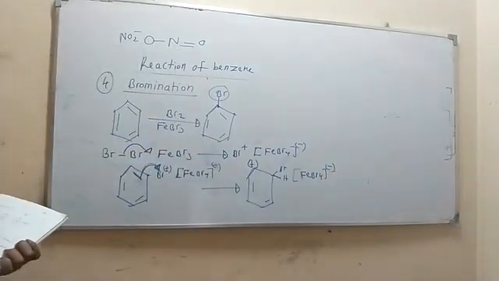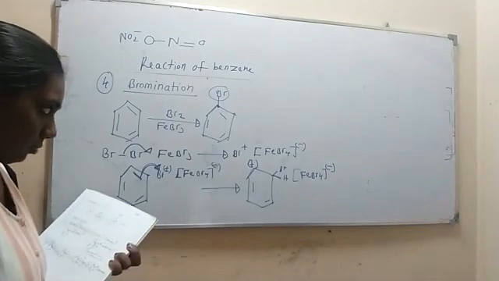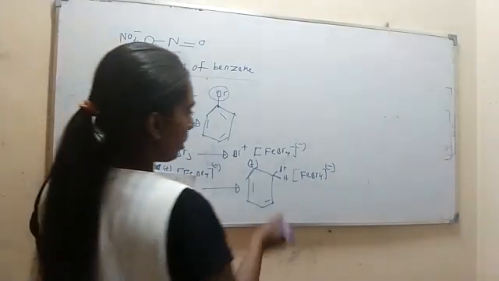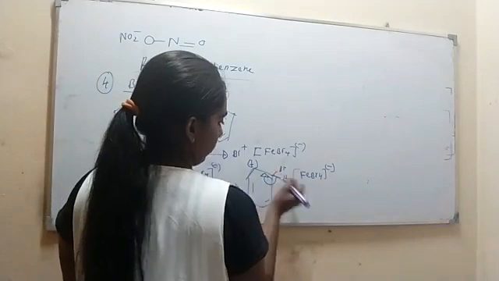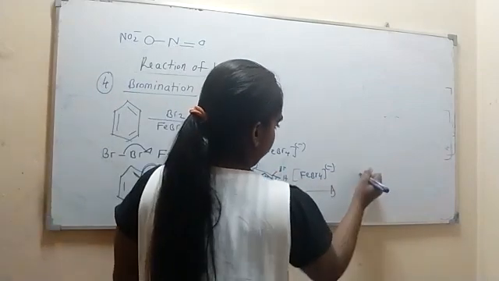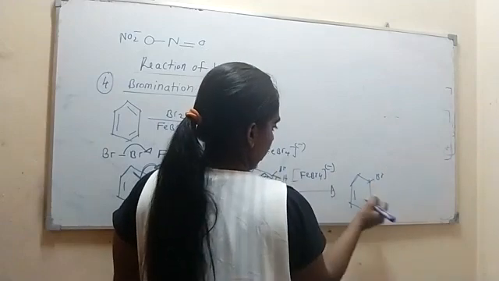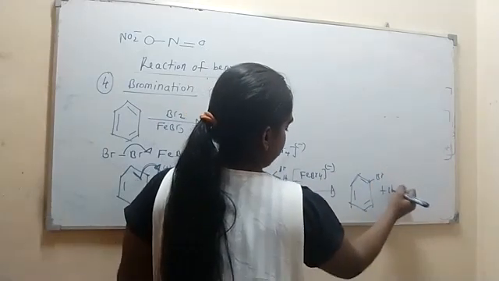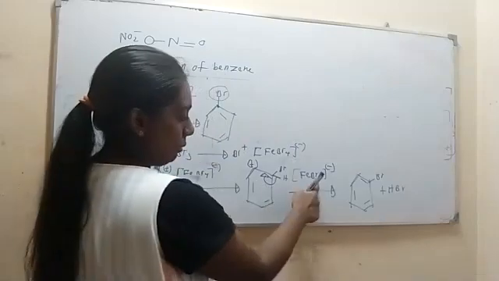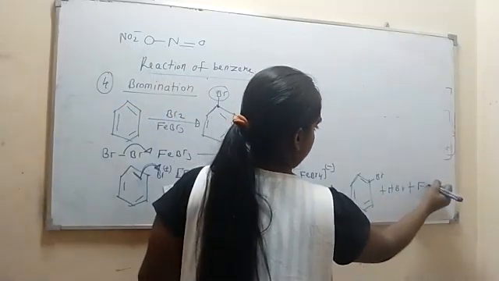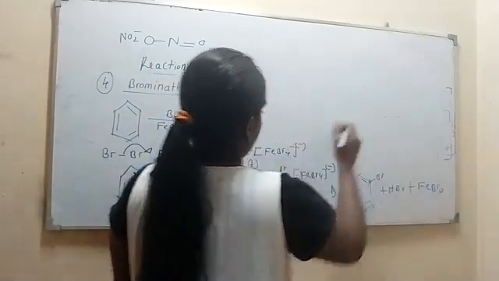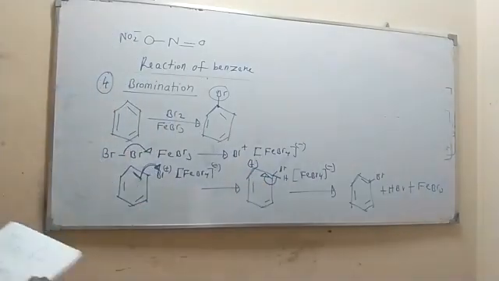Okay. So that we call as intermediate carbocation. Then what happens means this hydrogen will give its electron to this, and what finally we get is Br here, plus HBr. This hydrogen and one Br gets combined, plus FeBr3. Okay. We can draw the intermediate structures for this.